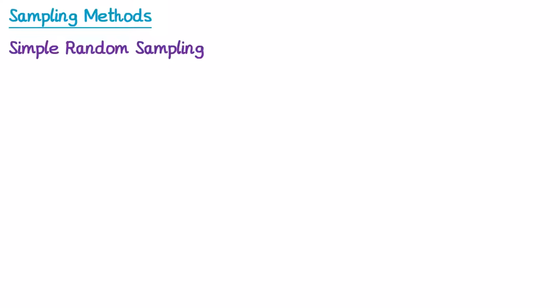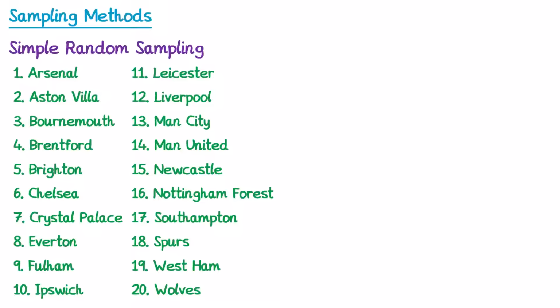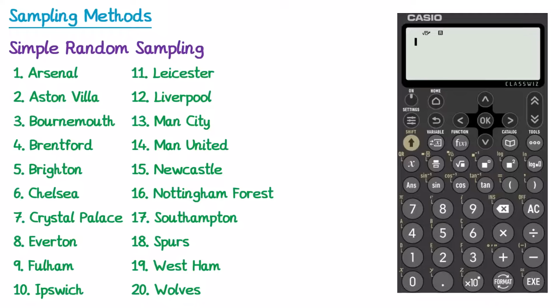So imagine we wanted to sample 4 of the 20 Premier League football teams. The first thing we need to do is obtain a sampling frame and number it. So this would be a numbered list of all of the 20 possible Premier League football teams. It would look something like this. Next, we need to generate some random numbers to determine which football teams we're going to include in our sample. Often the best way to do this is using a calculator. I'll show you how we do that now.